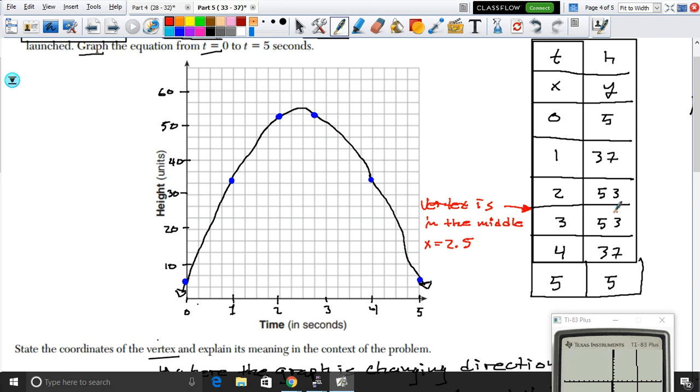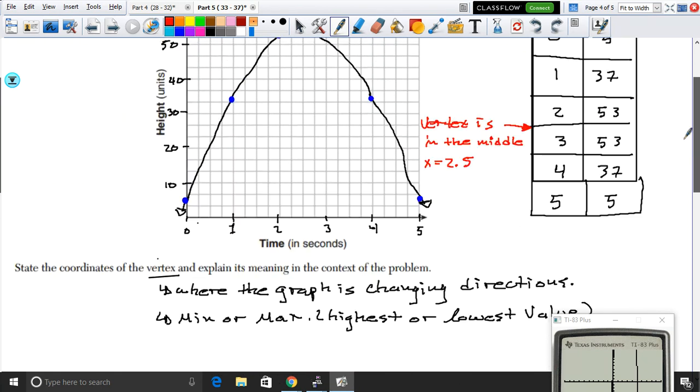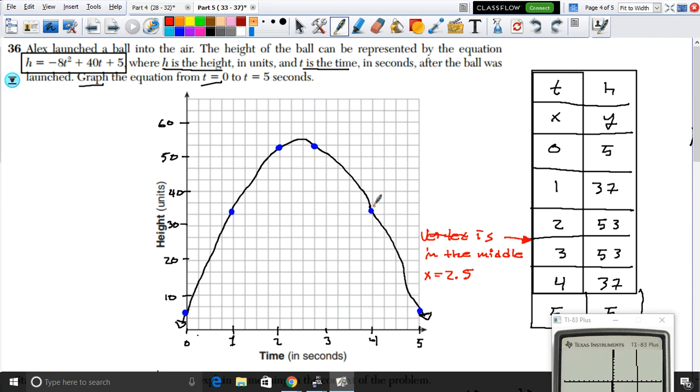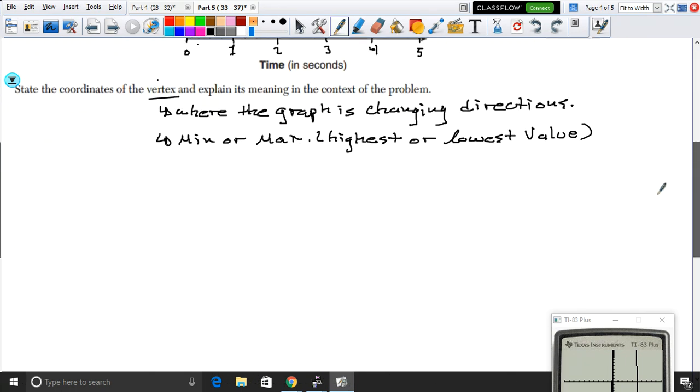Because notice here that the points repeat. At 2, you get 53. At 3, you get 53. So the vertex is exactly at the middle where those 2 points are repeating. So the vertex is going to happen when x is 2.5. So if we want to find the vertex, let me write this equation once more here. We've got our equation, and we want to know what happens when x is 2.5.